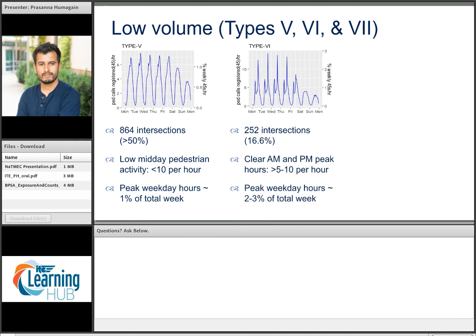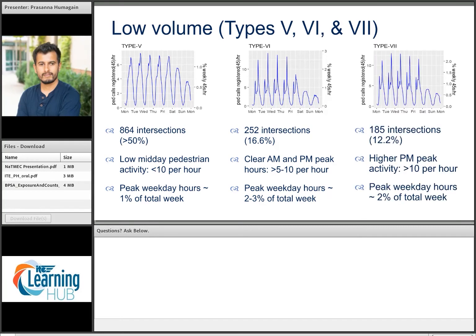Type 6 had around 250 intersections, which showed, similar to the medium volume ones, clear AM and PM peaks, with PM peaks being greater than the AM peaks, whereas the peak hours consisted of around 2 to 3% of total weekly activity. The last one, type 7, had 185 intersections in this typology, and higher PM peak activity was shown here as well, but the only difference between type 6 and type 7 was how they constituted the total weekly volume, just about 2%, rather than 2 to 3% in type 6.